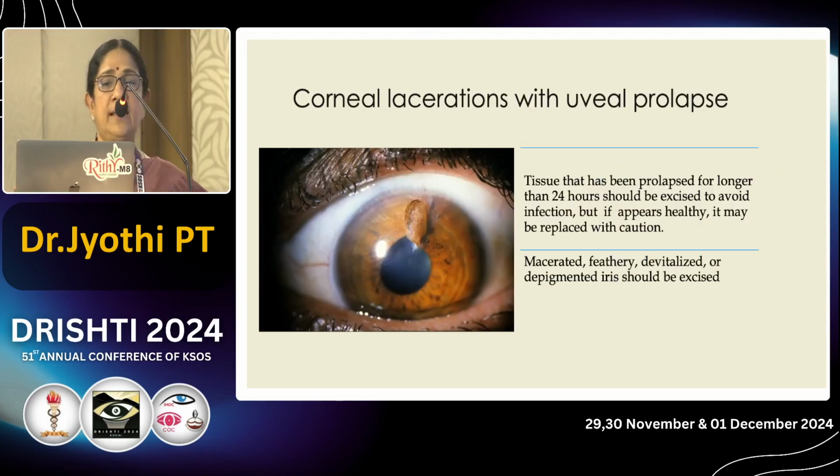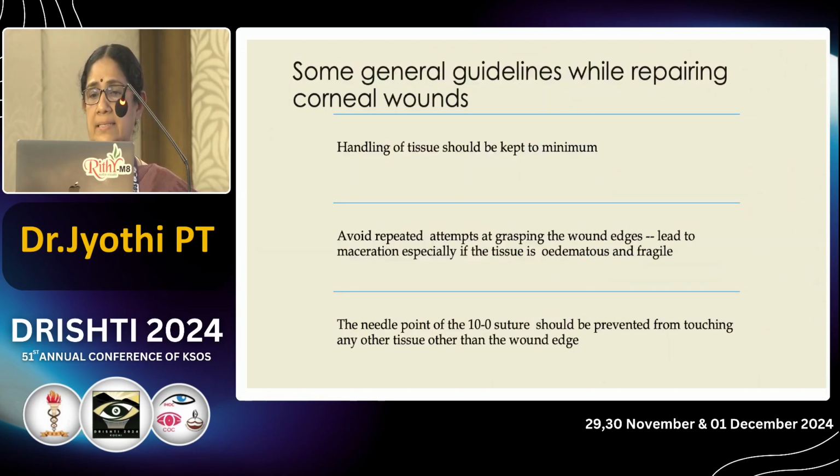When there is corneal laceration with uveal prolapse, tissue that has been prolapsed for longer than 24 hours should be excised to avoid infection. But if it appears healthy, it may be replaced with caution. But macerated, feathery, devitalized or depigmented iris should be excised.